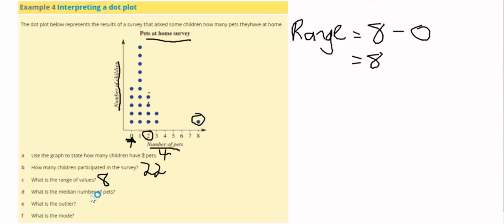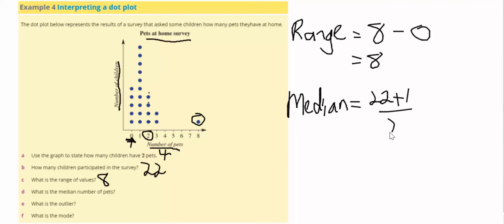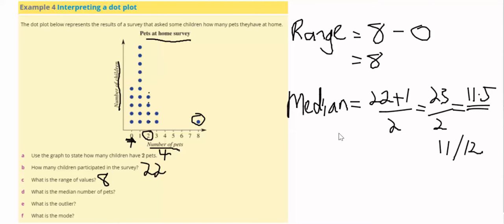What is the median number of pets? So median means the middle number. All right, so we've got 22. Now remember, to find the median, we've got to find the middle score. And how do we find the middle score? We do 22 plus 1 divided by 2, which is 23 divided by 2, which is, what's that? It's not 12, so it's 11.5. So our median score is between 11 and 12. So 11th and 12th score.